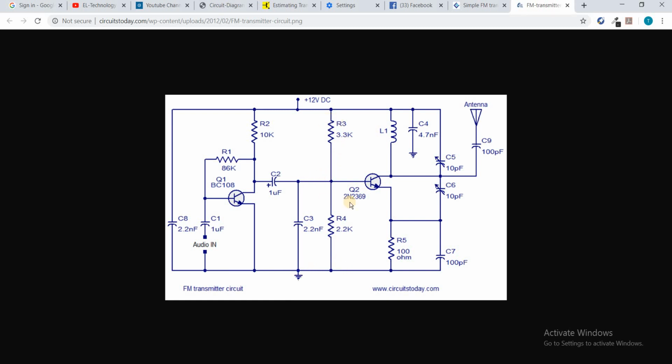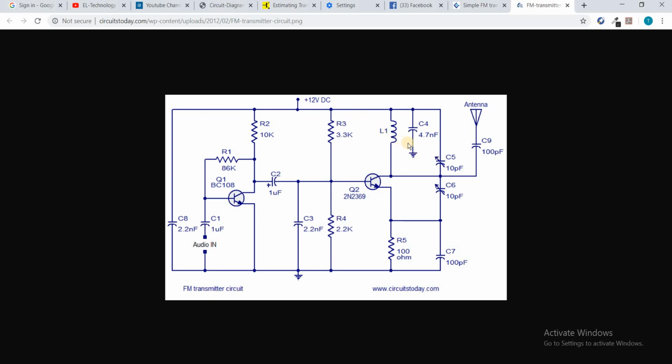Now these two resistors are called bias resistors. They bias the second transistor. So as I said earlier, the signal from the first stage, which is the preamplifying stage, will be coupled to the next stage through this C2 capacitor, which is a coupling capacitor.